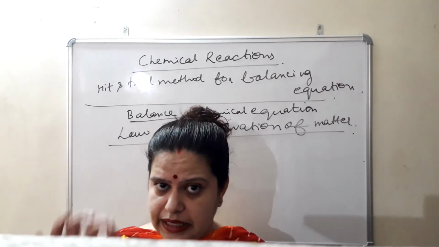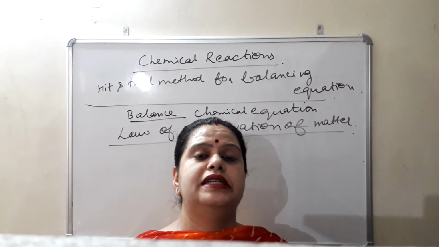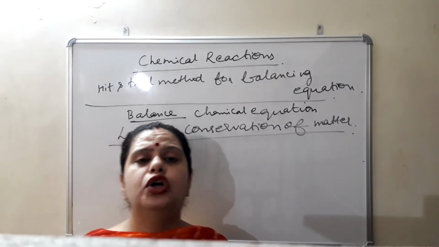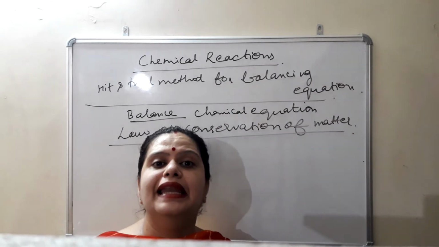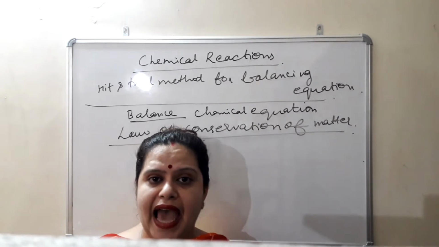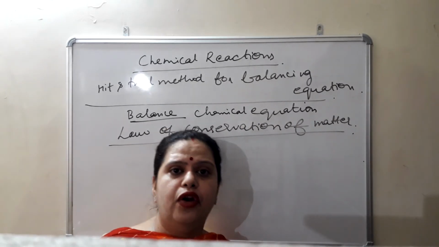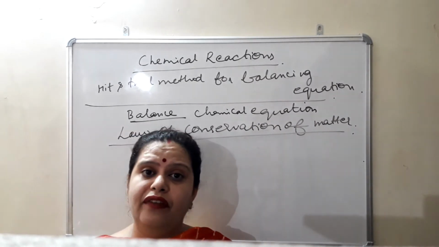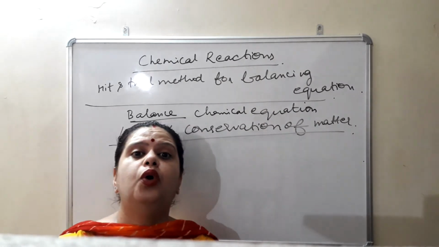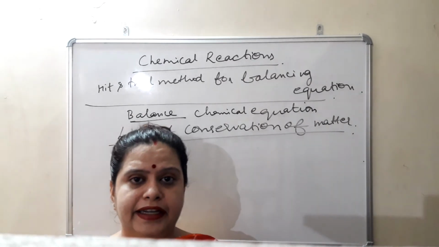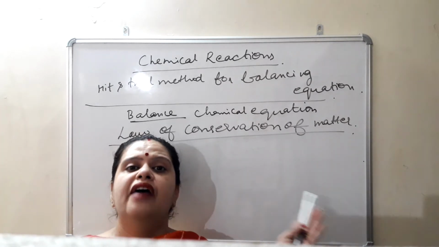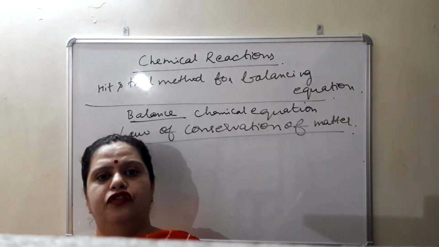Again, just listen to me carefully. I am talking about chemical reactions. I am not discussing here nuclear reaction. So chemical reactions are balanced to follow law of conservation of matter, which states that energy can neither be created nor be destroyed. So for that we have to balance the chemical equation. Balancing means what? To equal the total number of atoms of the elements which are present on the left hand side of the reaction with that of the right hand side of the reaction.